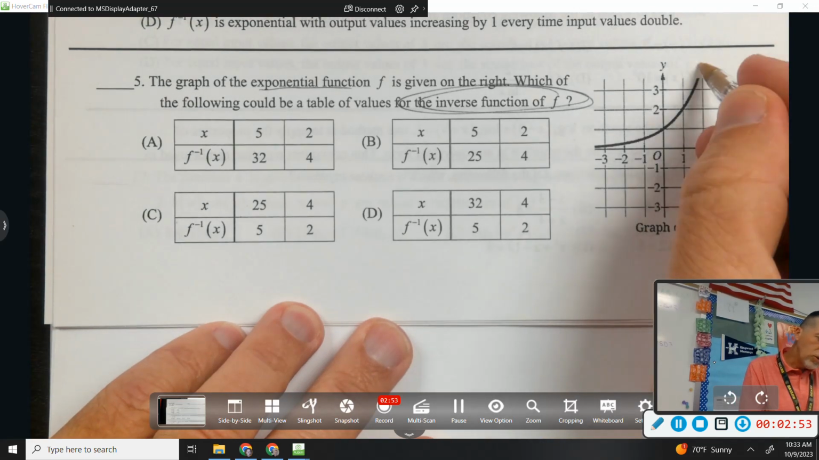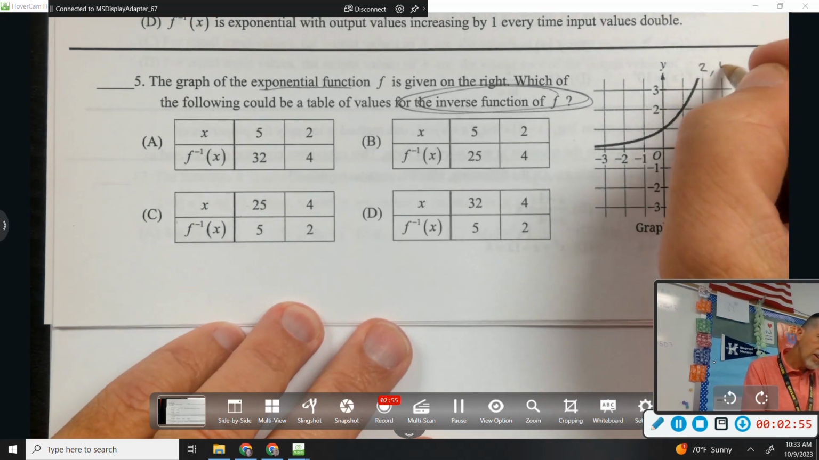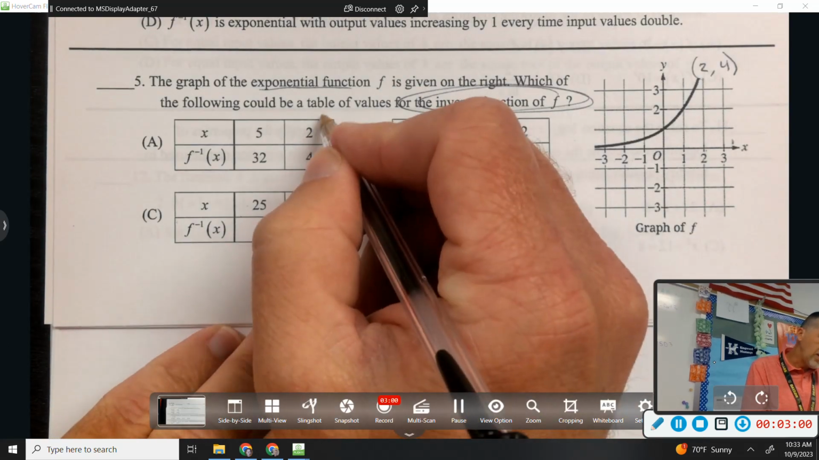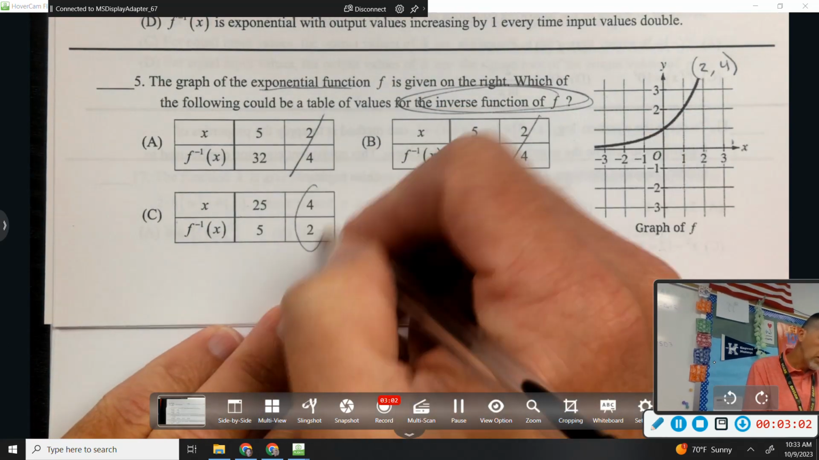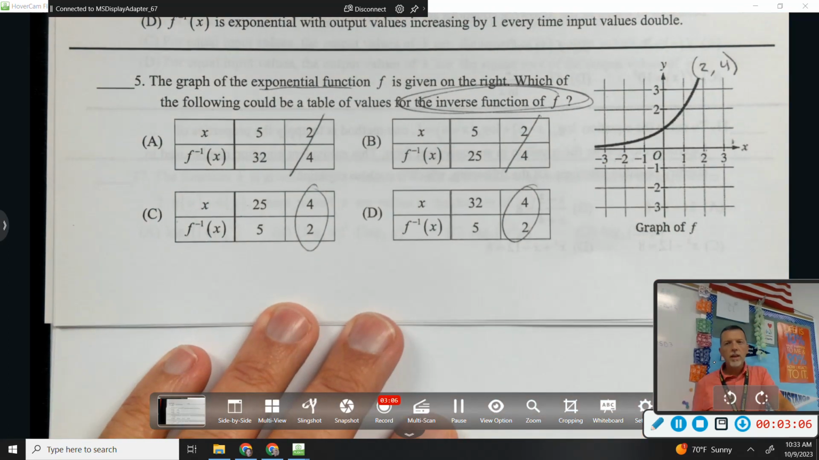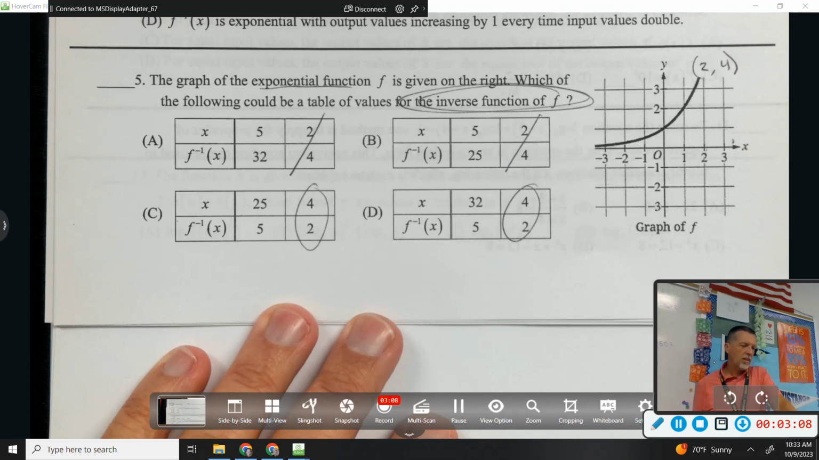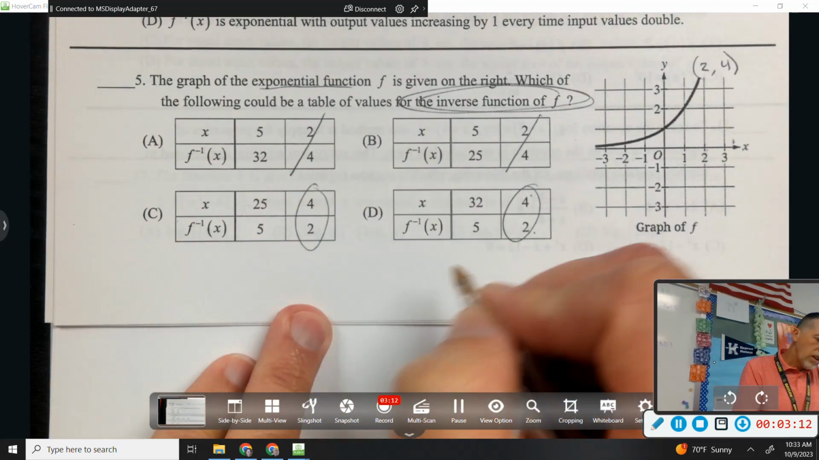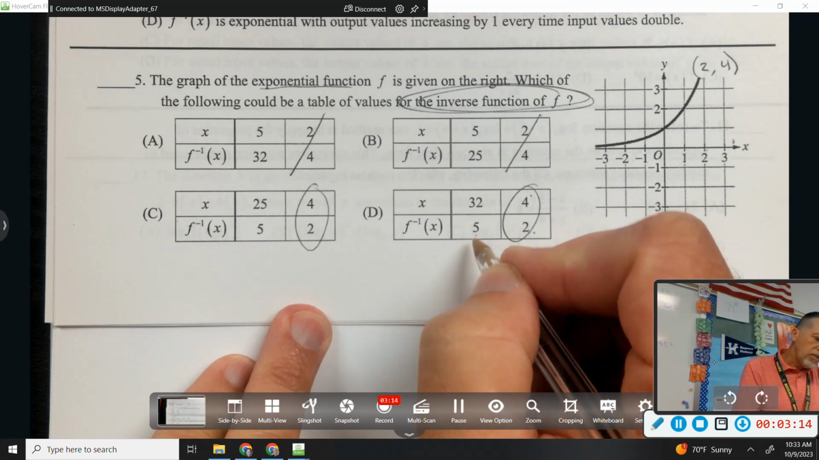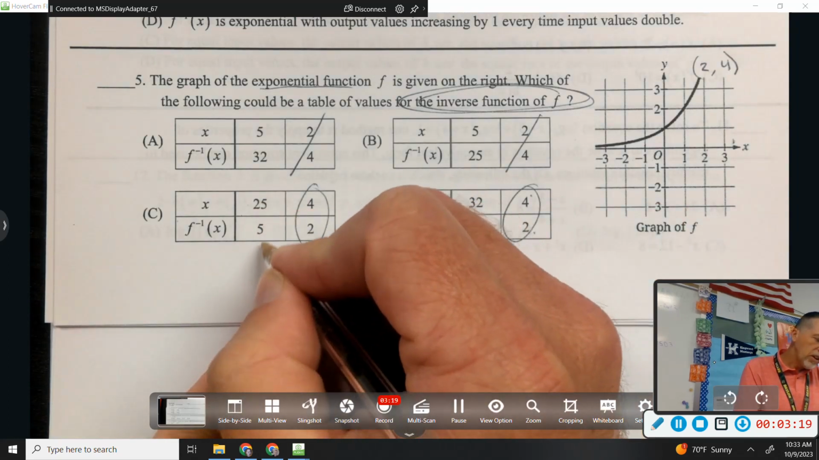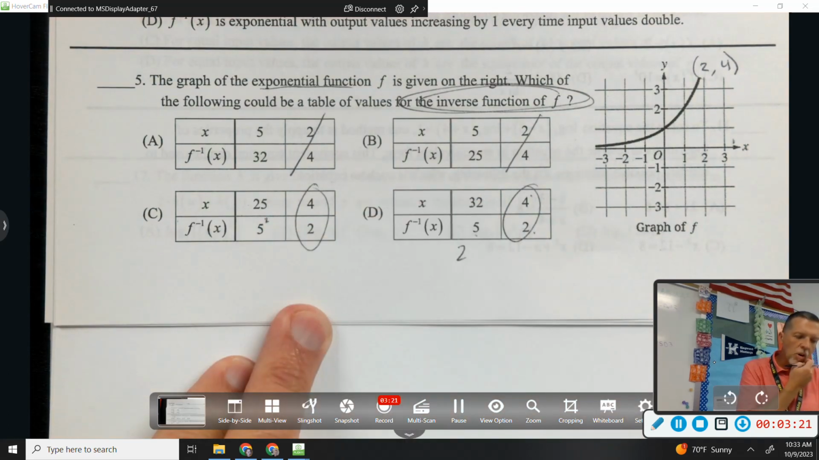So it looks like 2, 4 is on this graph, but that means the inverse would be 4, 2. And exponents means, so 2 squared is 4. 2 to the 5th is 32. 5 squared is 25. So is it B or is it D?